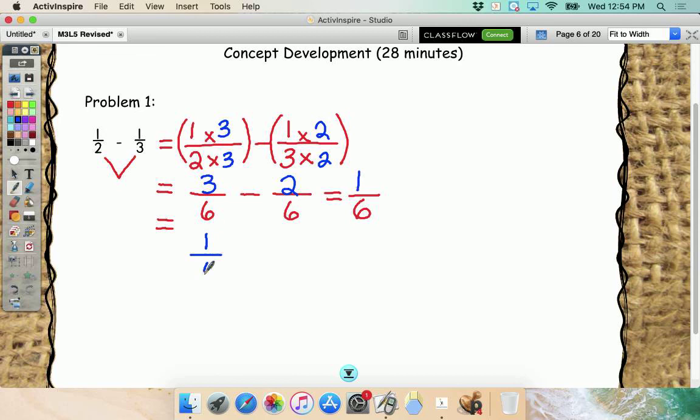So here's what I figured out. When it comes to subtracting fractions, it's a little easier because it's not going to go above 1 whole most of the time. But sometimes it is, maybe with mixed numbers. Okay? So let's look at the next one.